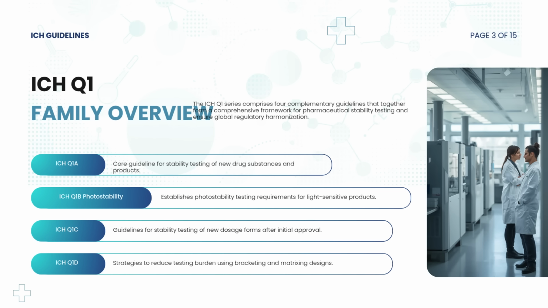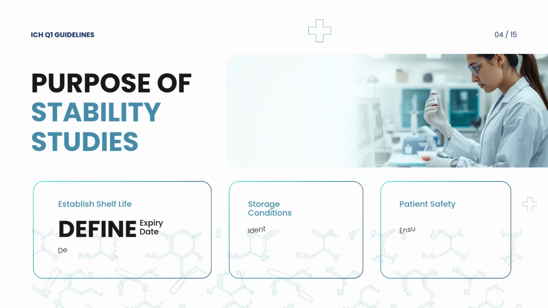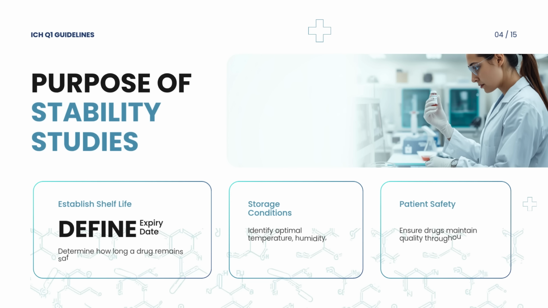So ICH Q1D, this guideline is about optimizing the testing process. It suggests strategies like bracketing and matrixing designs, which help in reducing the testing burden without compromising on the integrity and reliability of the results. So by understanding these guidelines, we can ensure that all pharmaceutical products remain safe, effective, and of high quality throughout their shelf life, regardless of where they are manufactured or sold. Okay, so what is the purpose of the stability studies?